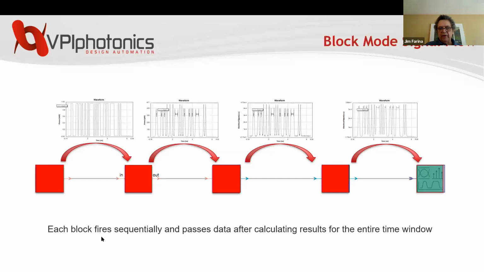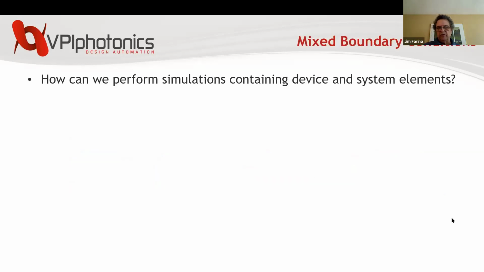So each block fires sequentially, and then you don't worry about it, and it passes the data after calculating the results for the entire time window. So the things are very different. You can see that you really can't do bidirectional modeling very easily with this, the same type of bidirectional modeling that you would do in devices that Eugene showed you.